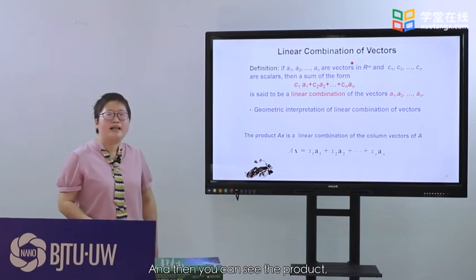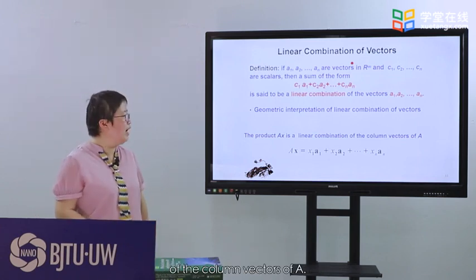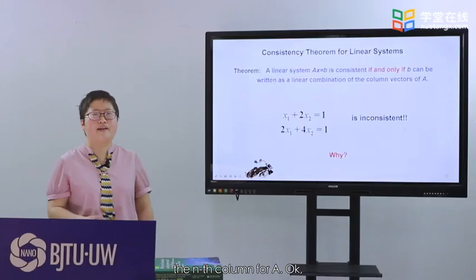Then you can see the product A times X is just a linear combination of the column vectors of A. So this is important. Later we often use this expression. A times X just equals x1 times the first column of A plus x2 times the second column of A plus ... plus xn, this scalar, times the nth column of A. Okay.